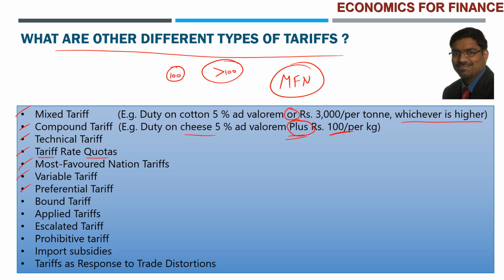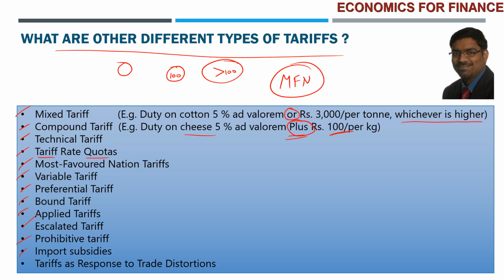Variable tariff, preferential tariff. Some countries are so friendly, so close with each other. They want to be so preferential to others. They may give preferential tariffs to some other country. That much friendliness if they have, they will give some preferential tariff to those countries. So possible. Bound tariffs means which are supposed to be levied according to the binding agreement between the countries in some international trade negotiations. Like that, applied tariff, escalated tariff, prohibitive tariff, import subsidies.